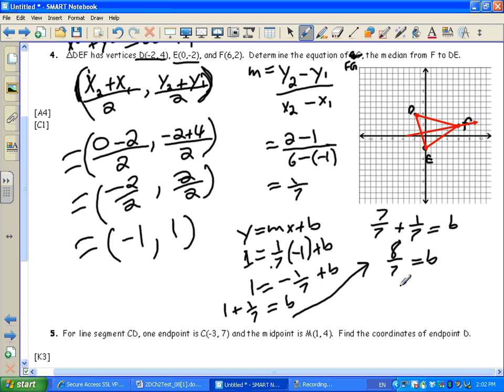equals b. Now the question says determine the equation. They haven't told us to put it in any specific form, so we're going to put it in y equals mx plus b form. So y is equal to 1 over 7x plus 8 over 7. Push pause.